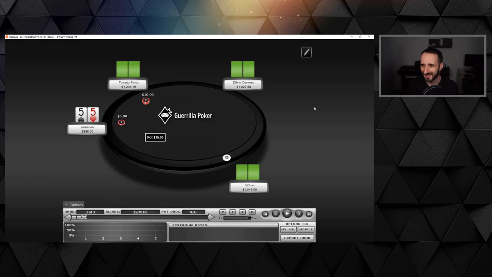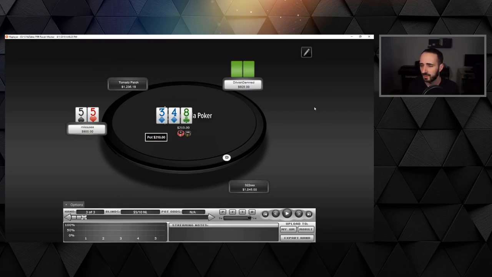Okay, so last hand, this gets raised from the cutoff. I decide to make what I consider a very loose 3-bet. I don't remember what prompted me to 3-bet this hand, but usually I'm calling or folding with fives. Get called, board is 3-4-8 two-tone.